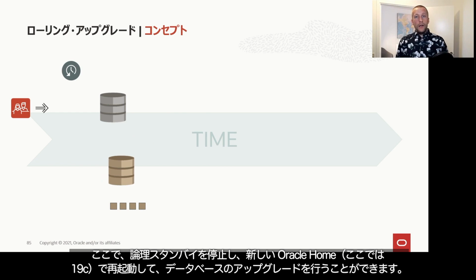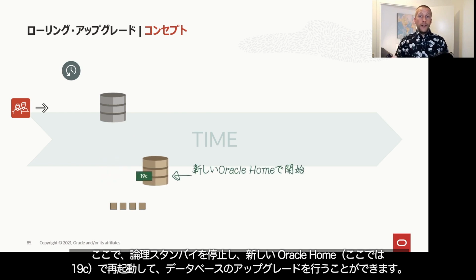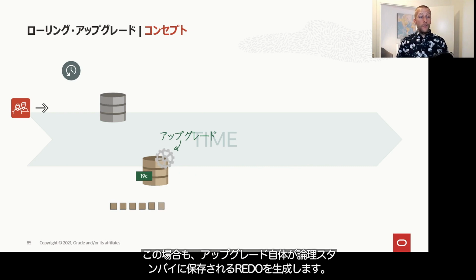Now we can stop our logical standby and restart it in a new Oracle home, in this case 19c, and we can then do a database upgrade. And again, the upgrade itself will generate redo that gets stored on the logical standby.